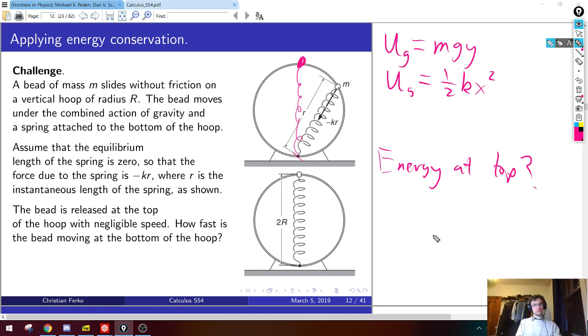I have no idea what UG is supposed to be. This is the potential energy due to gravity, and this is the potential energy due to the spring. The lower one is actually S, for spring. So U total equals mgY plus, well, you have to tell me what Y is. This is the potential, not the force.